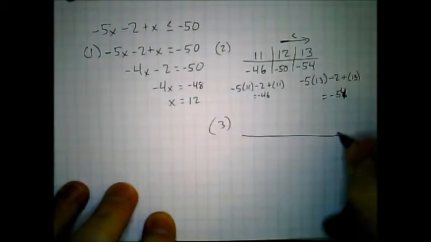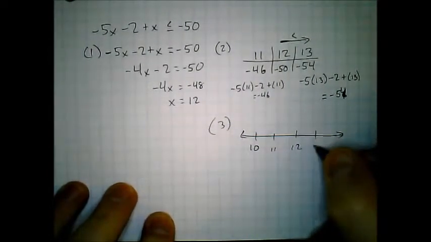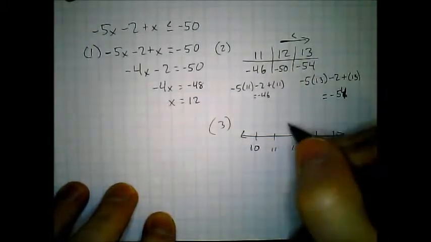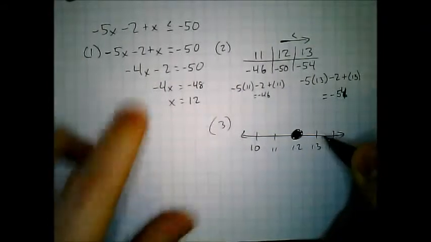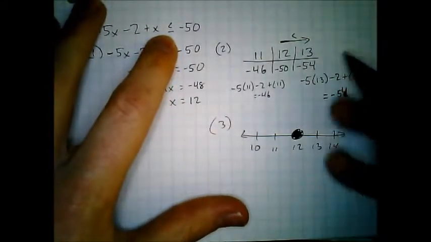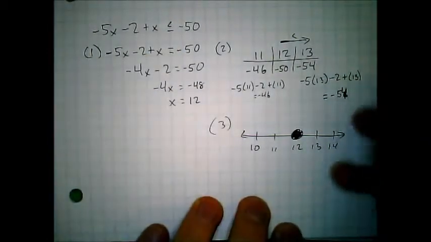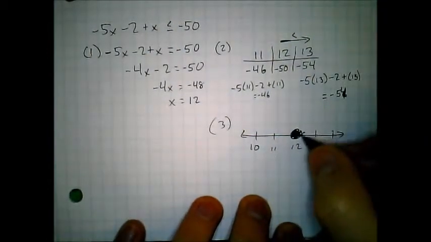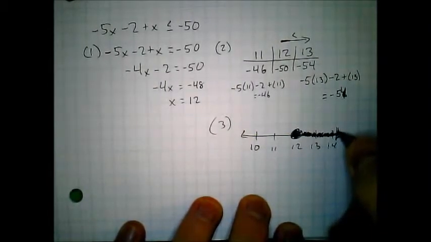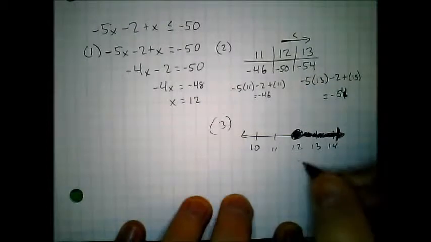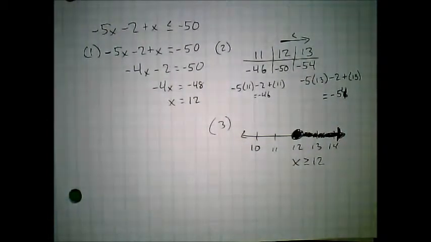So now we just put these on the number line. We center it around our x's. We have 10, 11, 12, 13, 14. In this example, we have a closed circle because the "or equal to" means that this boundary point is part of the solution. We found in our table when we tested points that we want the numbers after 12. Those will give us values less than negative 50. We get x is greater than or equal to 12.